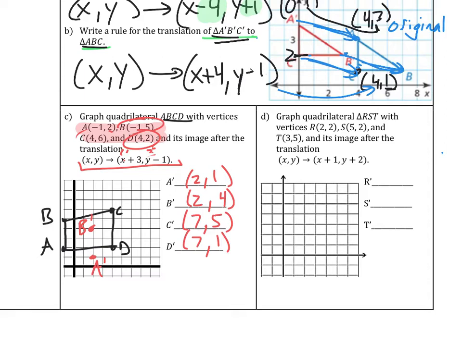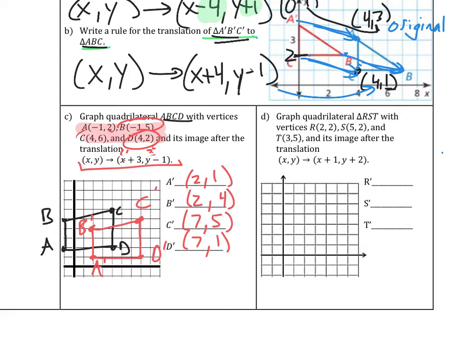And then C prime is at 7, 5. 1, 2, 3, 4, 5, 6, 7, and 5. 1, 2, 3. There it is, C prime. And the last one is at 7, 1. D prime. And we can draw in our quadrilateral. Okay, there it is. There's the new ones.